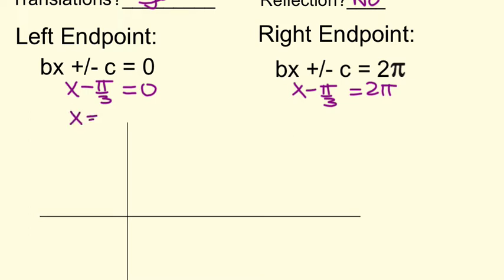So I'm going to add pi over 3 to both sides. So there's my starting point, my left end point. And then I'm going to add pi over 3 to the second equation.